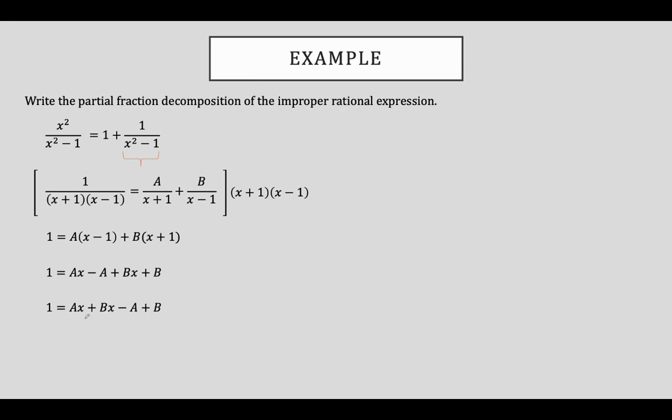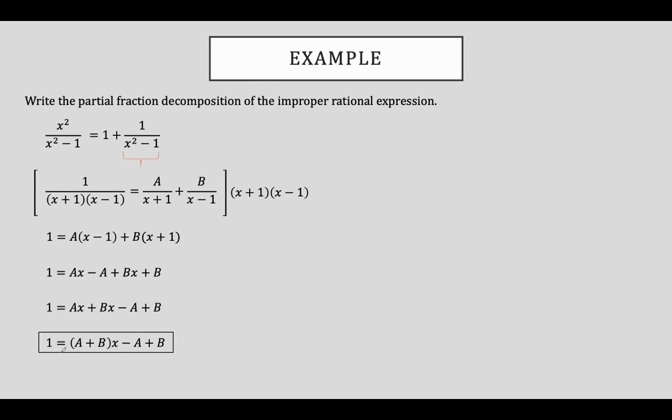And now we can factor out our common factor of x from this first grouping here. That leaves me with a plus b, the quantity a plus b times x, minus a plus b. And that all has to equal 1. So at this point, we know that the coefficients of all of the x values on both sides of the equation have to be the same, as well as the constant terms. Well, on the left-hand side of the equation, there are no x values.